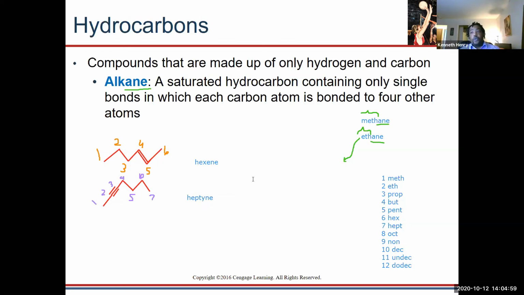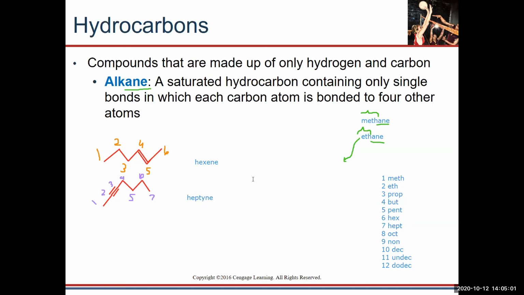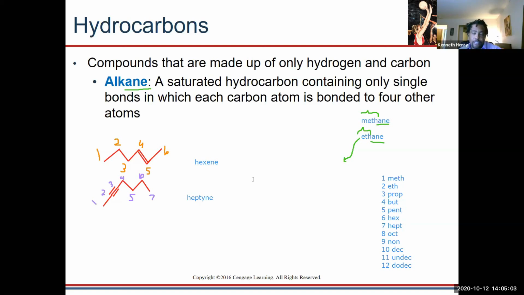Okay. So the key is we have to use the carbon's longest chain, right? So we have to make sure that we're counting. So this is where that triple bond begins. That will be your second carbon. This is your first one. This is your second one. This is where that triple bond ends after the third carbon. That's the fourth, fifth, sixth, and seventh.